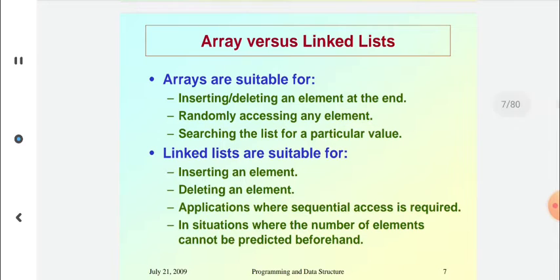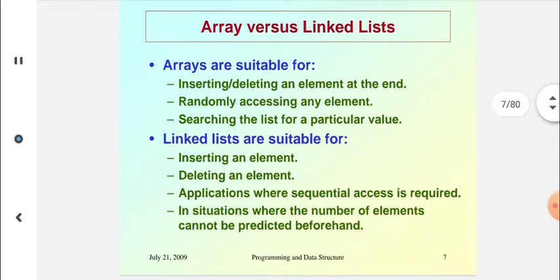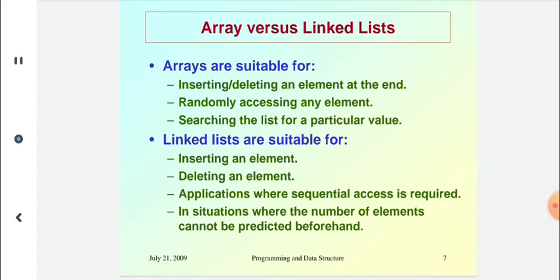Array and linked list. As you know, arrays are suitable for inserting and deleting elements at the end and randomly accessing elements, because you can consider an index, and by considering an index you can access any array element. But a linked list is very suitable for inserting and deleting, and you don't have any wastage of memory. It is suited to applications where sequential access is required, because you don't have any index here, and where the number of elements cannot be predicted beforehand. In that situation an array is difficult, because in a linked list we know it is a dynamic allocation.